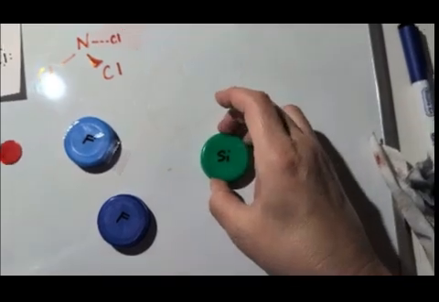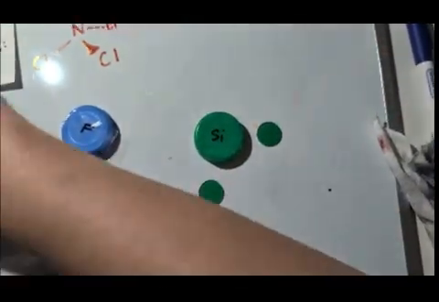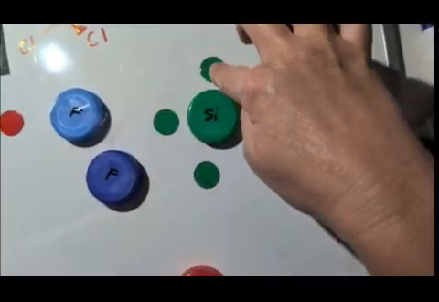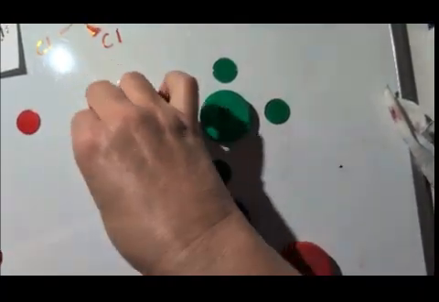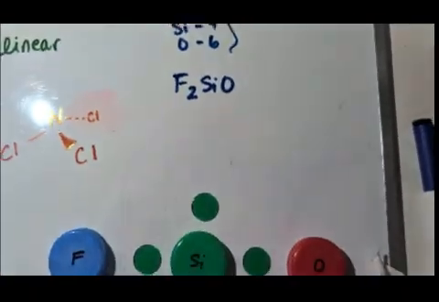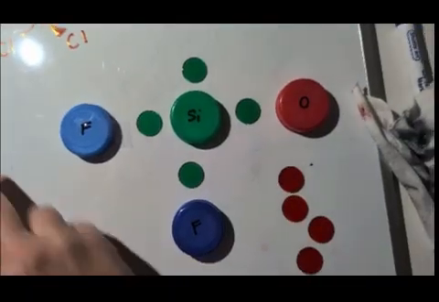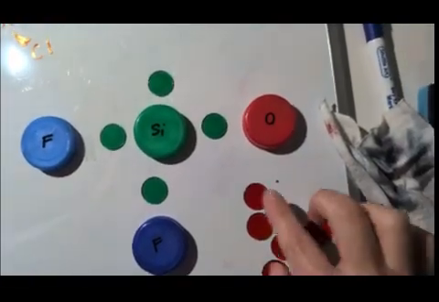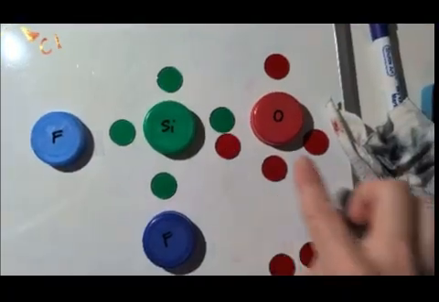So let's put that in the middle. It needs 4, so 1, 2, 3, 4. And then we'll go ahead and put our F's and our O's around it. So let's put them around the sides. So remember, our O needs 6. So 1, 2, 3, 4, 5, 6. All right, so we're going to first start by just spacing them around them like we usually do.